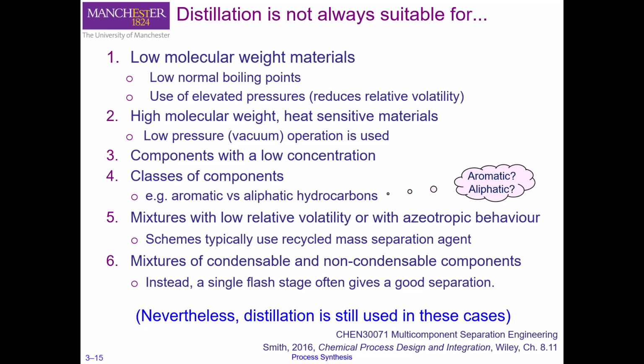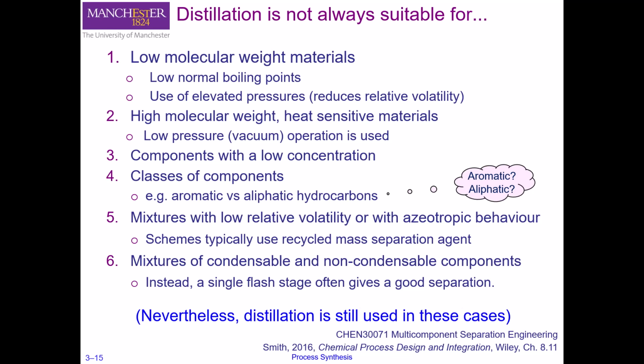Fourthly, we look at different classes of compounds that may need to be separated, but it may not be possible to separate materials into different classes based only on their volatility. An example can be separation between aromatic hydrocarbons and aliphatic hydrocarbons. So what are these aromatic and aliphatic hydrocarbons?